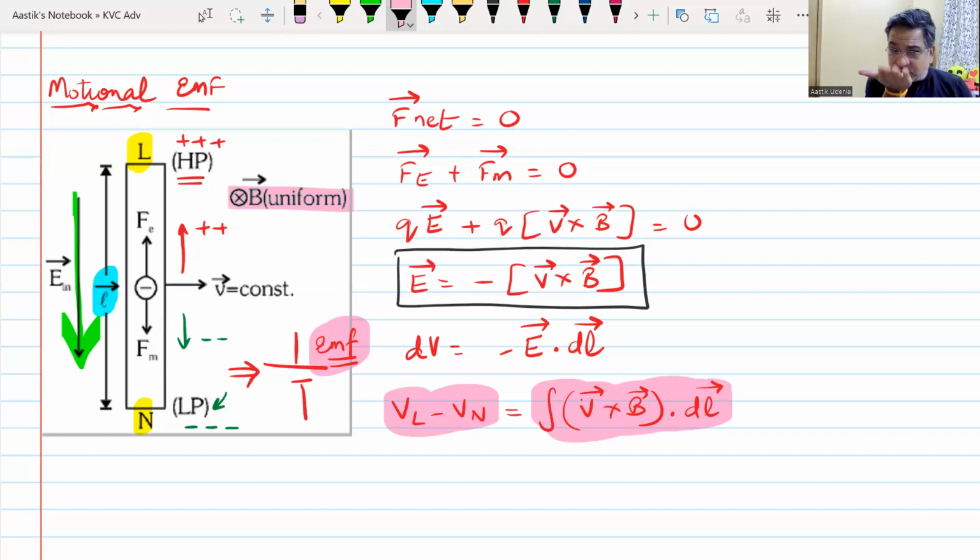You find out the cross product V cross B. Wherever your fingers point, that is the direction in which positive charges are going to move. That is the point which will be at a higher potential, and it will be treated as the positive terminal of the battery. This rod can now be replaced by a battery. The EMF of this battery will be given by V cross B dot dl. Do we understand this? Yes, sir. I'll give you 2 minutes to note this down.